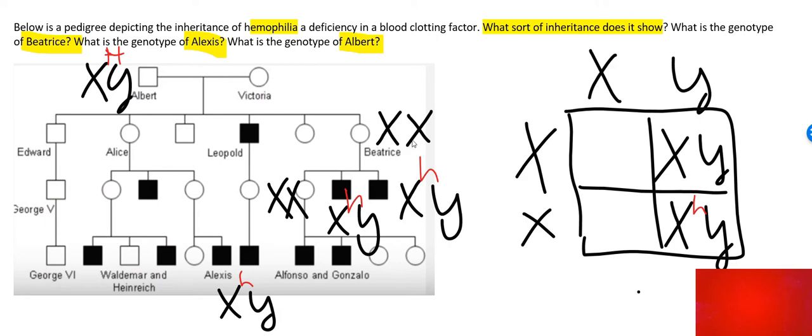And what we know about Beatrice is that she has to have at least one uppercase H for her to not have hemophilia. So for one of her sons to get hemophilia and for her to not have the disease, she would need to be a carrier. So for Beatrice, she has to be X uppercase H, X lowercase h. She has to be a carrier because there's no way her sons could have this disease if she was not a carrier for that. And that is how you handle those kinds of problems.